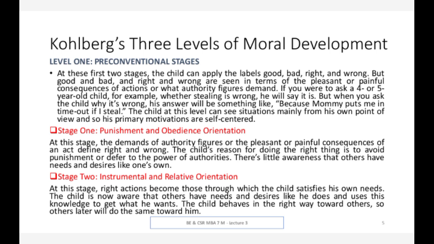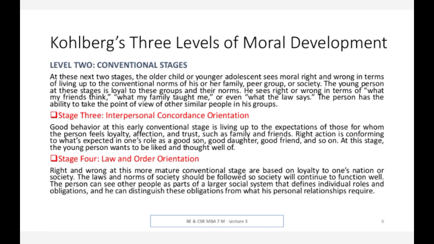Stage 2, instrumental and relative orientation. At this stage, right actions become those through which the child satisfies his own needs. The child is now aware that others have needs and desires like he does and uses this knowledge to get what he wants. The child behaves in the right way toward others, so others later will do the same toward him. Kohlberg's 3 levels of moral development.